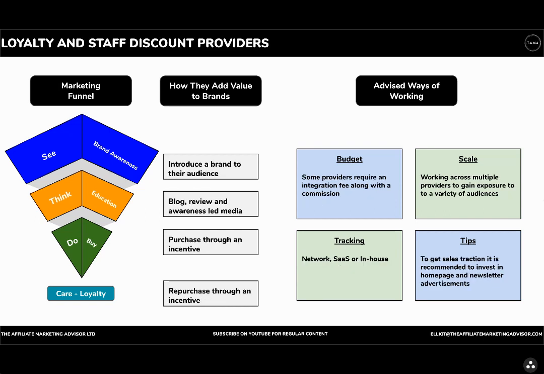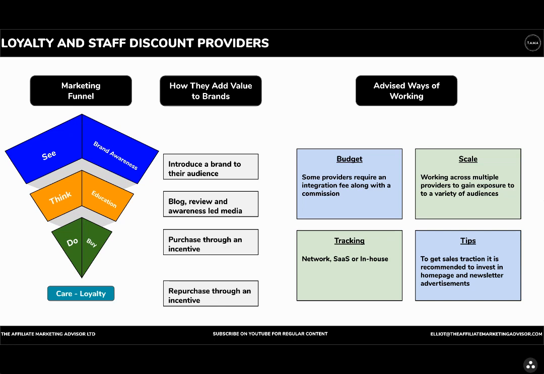Loyalty and staff discount providers. So again, they can introduce a brand to their audience, and all these do is offer points when you purchase. American Express, for example, you get Amex points when you use your card and purchase. And staff discount providers are providers that come into a brand and say, "I reward your staff with some incentives to increase morale or encourage them to work with you, or something that other brands in the space aren't offering employees, which makes you more competitive." So you can actually work with these providers directly on your affiliate program.